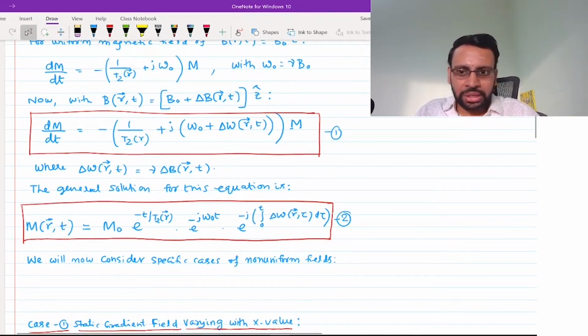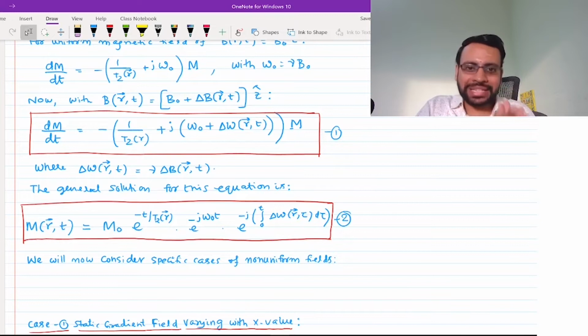In addition to that, in the dm by dt, you have this term now. So when you are computing m, obviously what you do here, you take an integration. That integration, omega naught being constant, gives you omega naught times t. But this omega is spatially dependent as well as time dependent. So what you have here now is e power minus j times the derivation. To that you take integration, then you get m here.